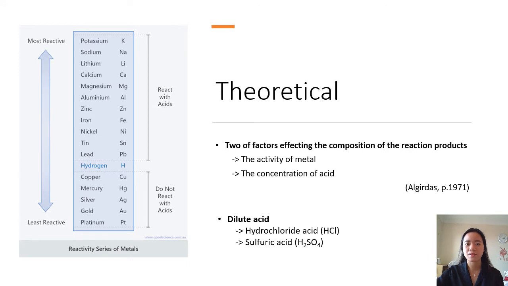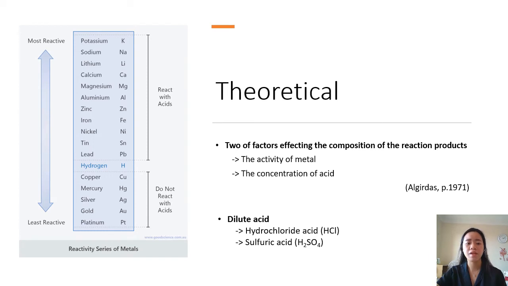Metals are elements that react by removing valence electrons to form positive ions. After that, they combine with negative ions to form ionic compounds. In the reaction of metals with acids, there are two factors affecting the composition of the reaction product, such as the activity of metals and the concentration of acids.